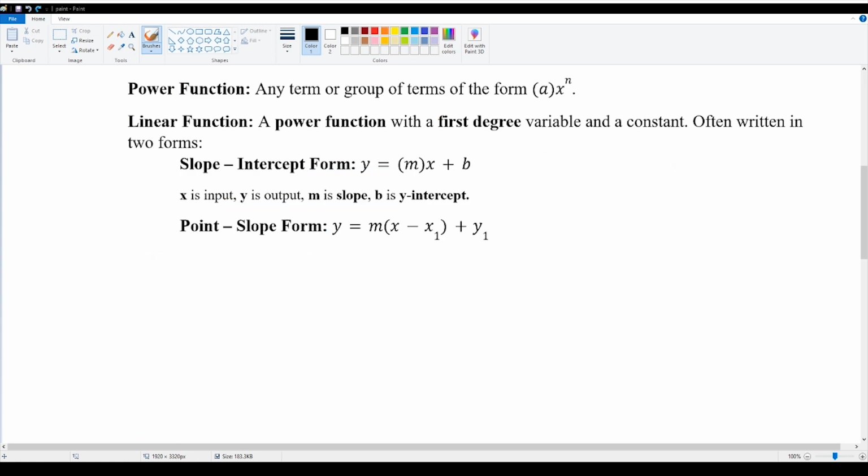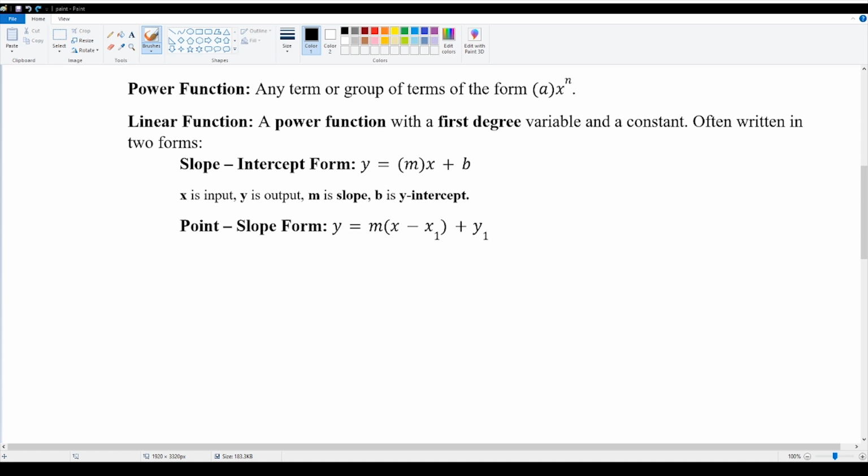Okay, to start, just some definitions. First off, we're going to be looking at a lot of power functions for the first few units, which are any term or group of terms of the form ax to the n. So it's a variable with a coefficient and power. In this case, we are looking at linear functions, which are power functions that have a first degree variable and can potentially possess a constant.